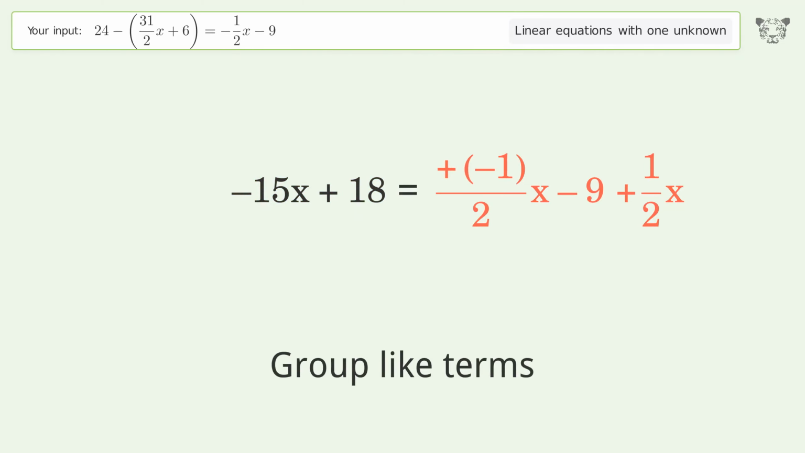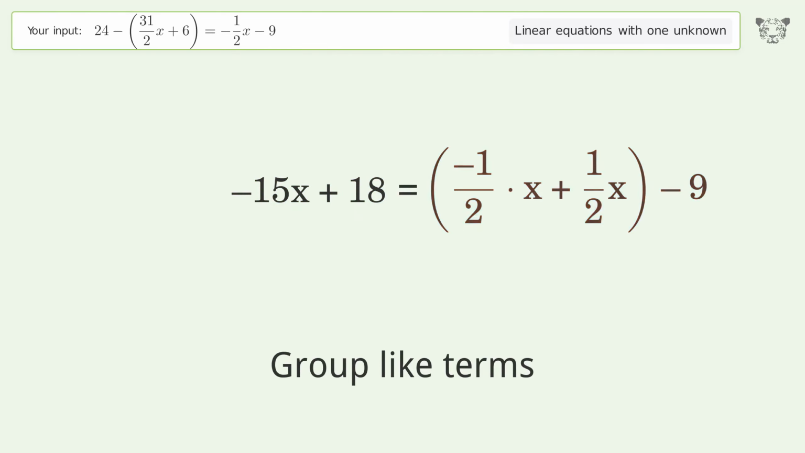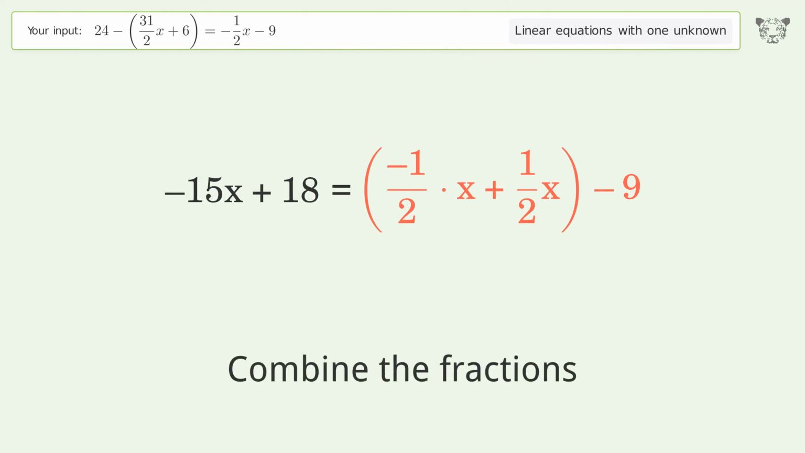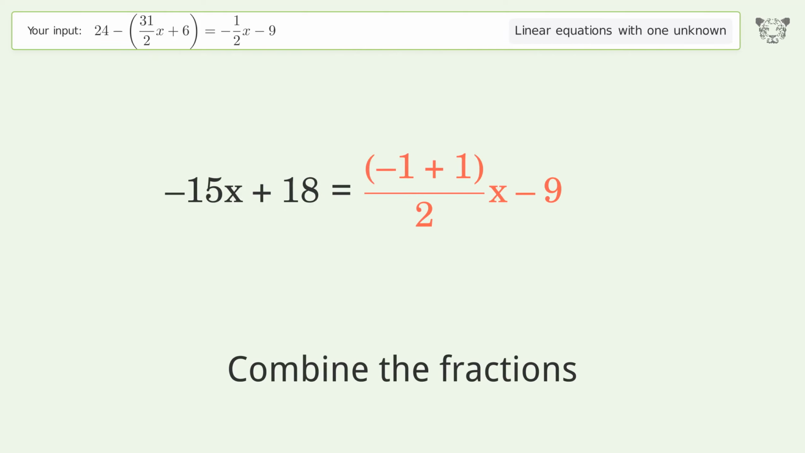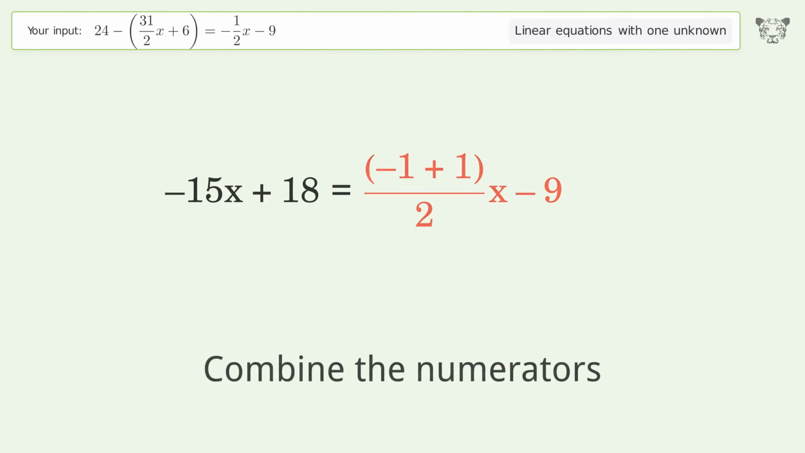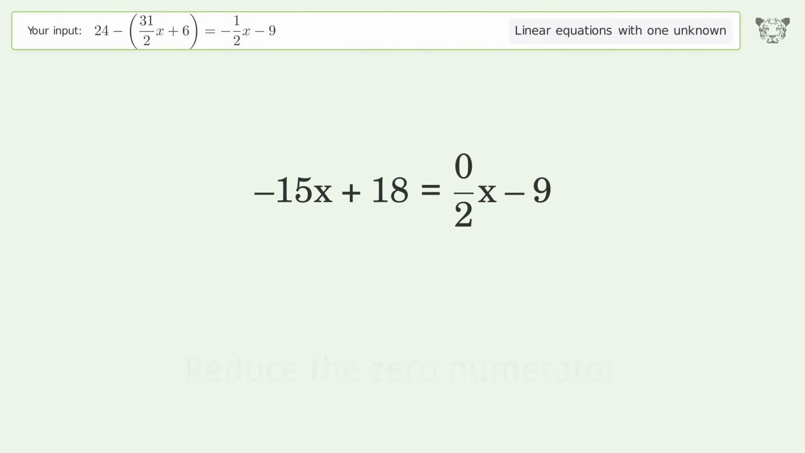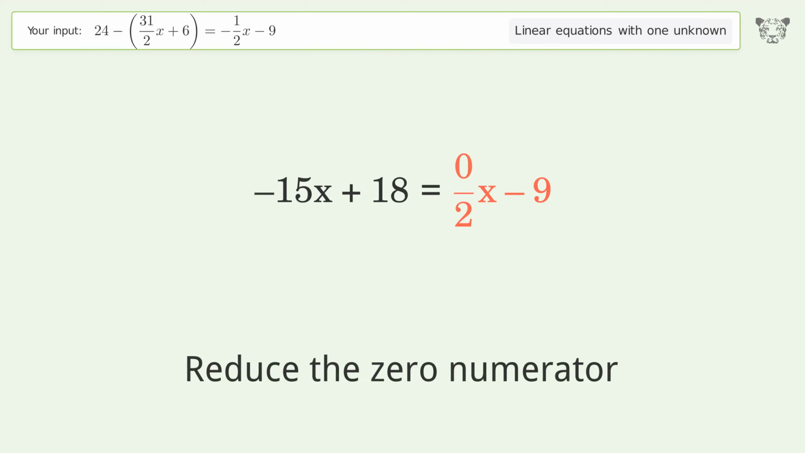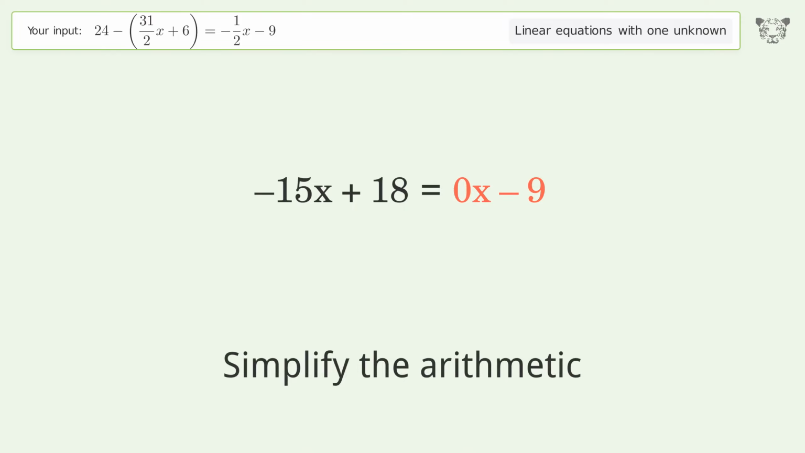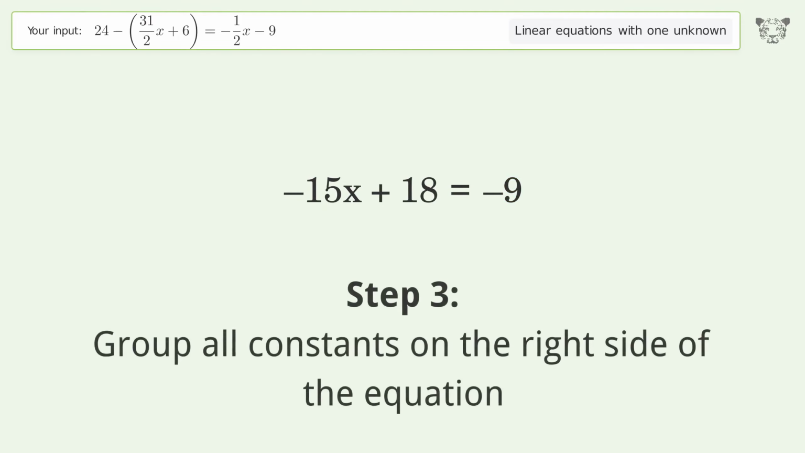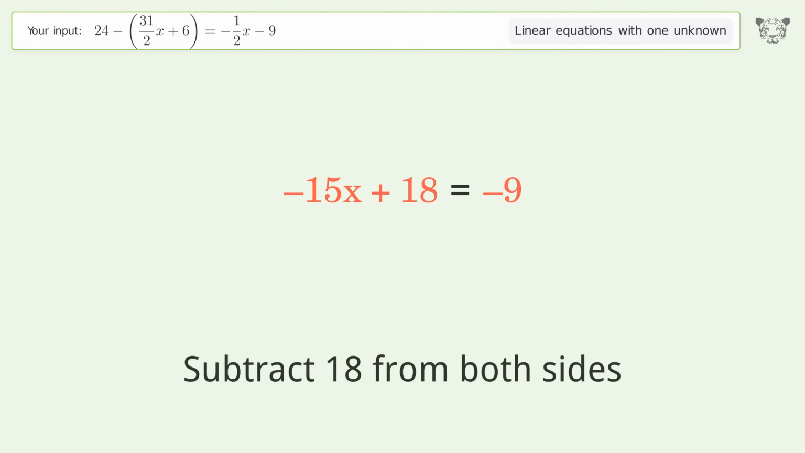Group like terms. Combine the fractions. Combine the numerators. Reduce the zero numerator. Simplify the arithmetic. Group all constants on the right side of the equation. Subtract 18 from both sides.